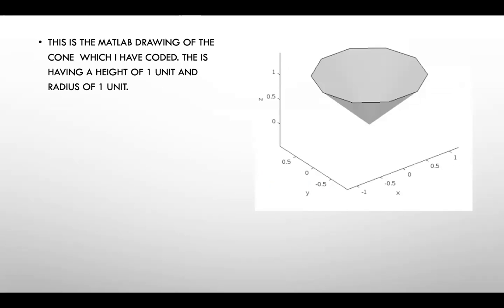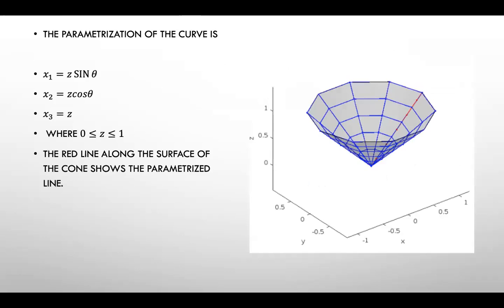The height of the cone is 1 unit and the radius is 1 unit, so it is a right circular cone. The parameterization of the curve is x1 is equal to z sin theta, x2 is equal to z cos theta, and x3 is equal to z. I have drawn a line from the bottom to the top through the surface of the cone. It is the slanting height of the cone. So the red line shows the curve.